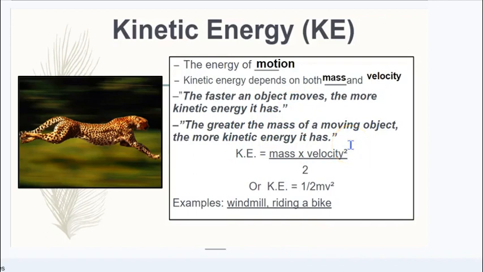There is a formula to calculate the actual kinetic energy. It is mass times velocity squared, all divided by 2, or you could say 1/2 mass times velocity squared. Examples of kinetic energy are a windmill and riding a bike because they are in motion.